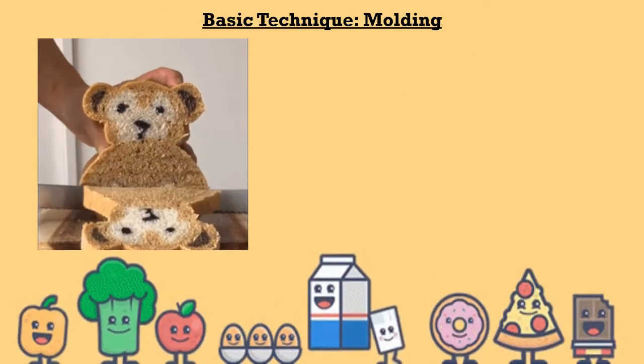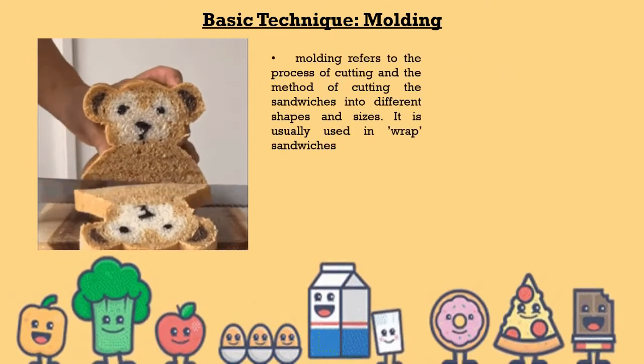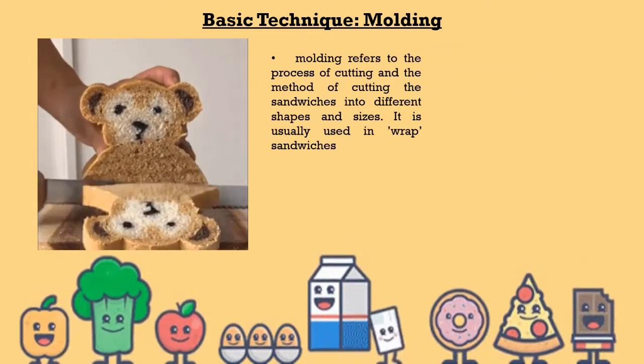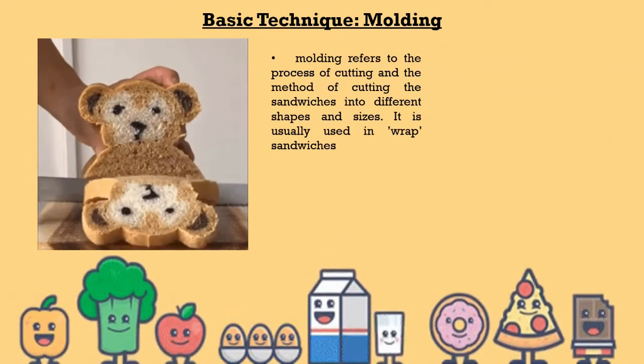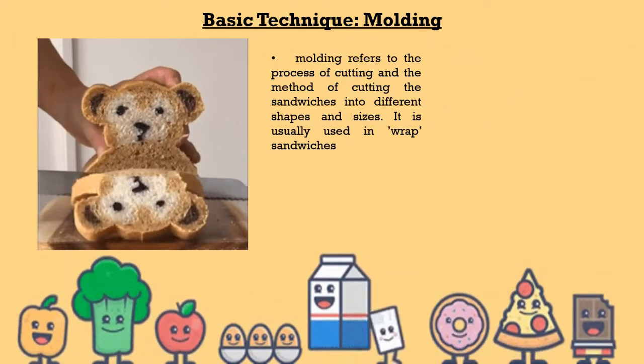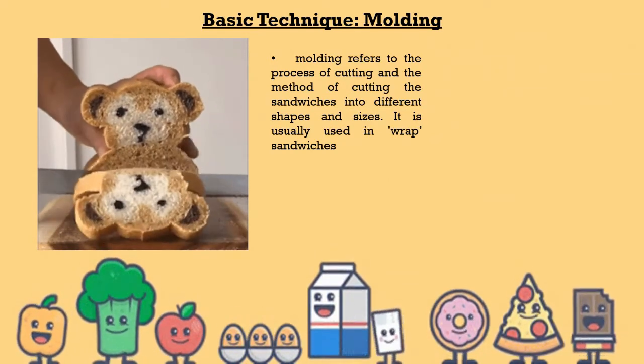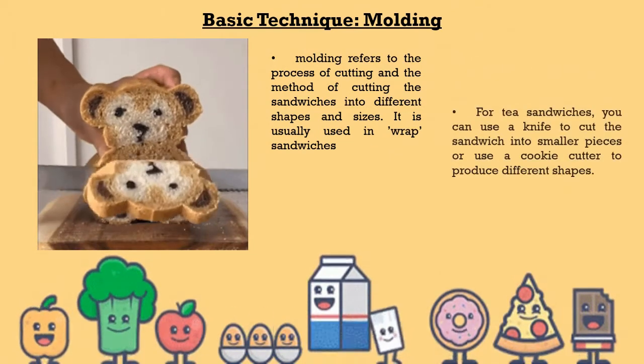The fourth basic technique is molding. Molding refers to the process and the method of cutting the sandwiches into different shapes and sizes. It is usually used in wrap sandwiches.